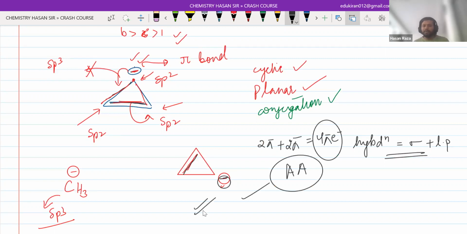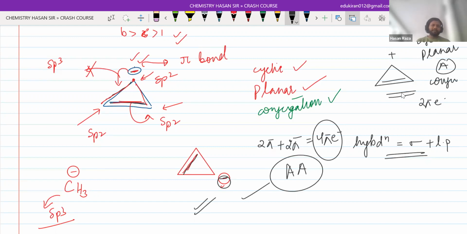While solving the other question for this, you can see this was positive, and this is aromatic because it is cyclic, planarity because sp2, conjugation is there, and 2 pi electron is there. That's why it is aromatic.